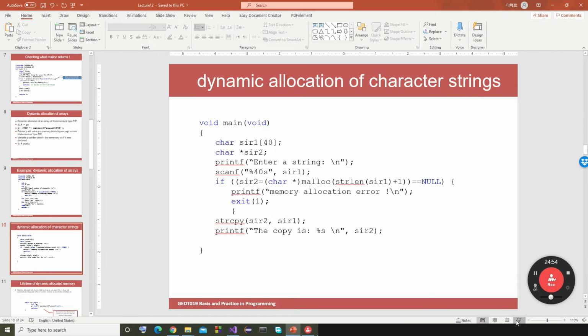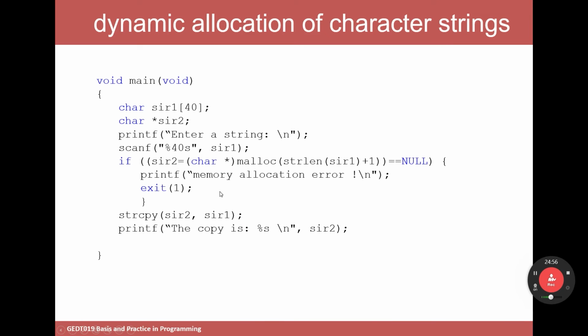How do you reserve an array of strings, an array of characters? An array of characters means a string. Same idea. You can say here, for example, I have a string 1, which is 40 characters. This is fixed, not dynamic. So this is a fixed array, and this one is a dynamic array. For this one, I create a pointer to an array and I don't know the size of this array. Then I will ask the user to enter a string, and they will insert a string of up to 40 characters into the first array, the fixed one.